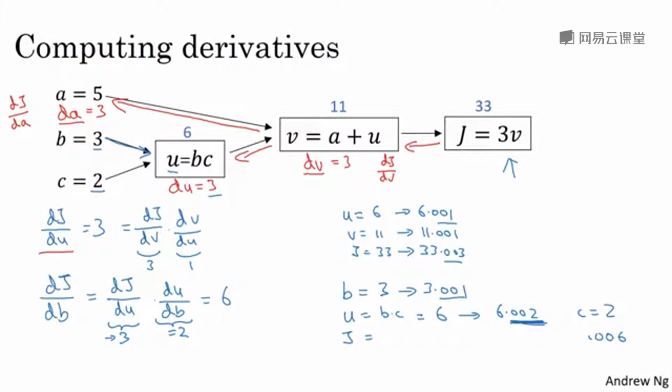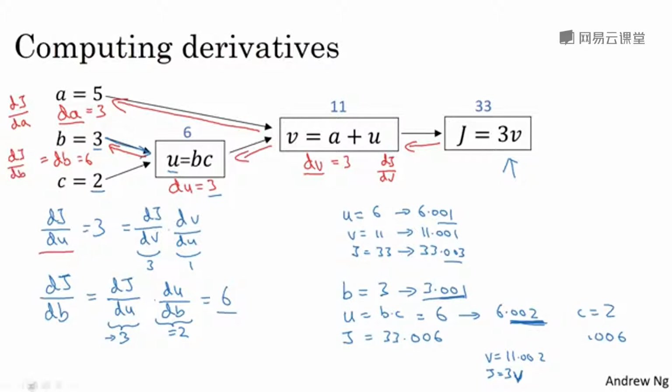So that comes from the fact that dj du is equal to 3. And if you check the math in detail, you will find that if b becomes 3.001, then u becomes 6.002, v becomes 11.002, right? So that's a plus u, so that's 5 plus u. And then j, which is equal to 3 times v, that ends up being equal to 33.006, right? And so that's how you get that dj db is equal to 6. And to fill that in, if we go backwards, so this is db is equal to 6. And db really is the Python variable name for dj db.